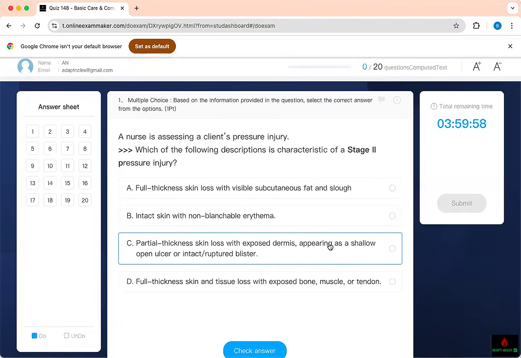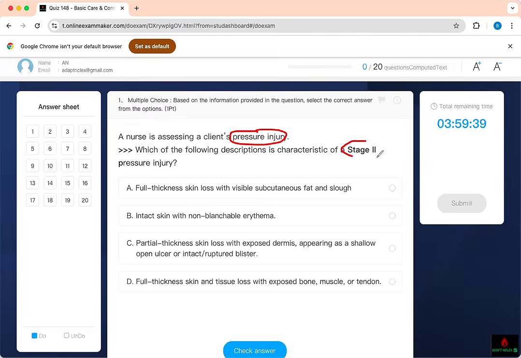The first one is pressure injury. Which of the following descriptions is characteristic of a stage 2 pressure injury? You have to know the type of pressure injury, and this is assessing the client's pressure injury. So your buzzword to answer this question is knowing what a pressure injury is and what stage 2 is. Think about it and look at the answer choices carefully. You have stage 1 to stage 4. Therefore, which description is stage 2?